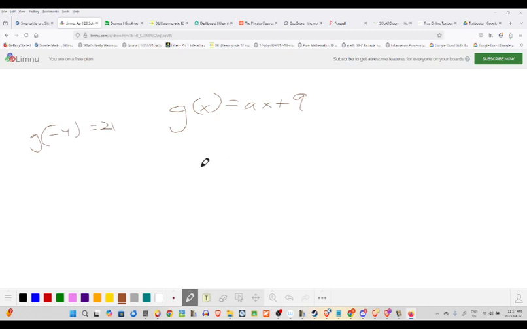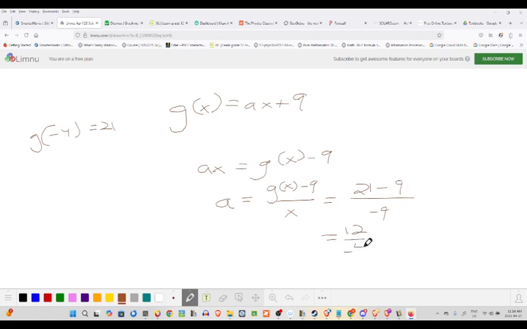So solving for a: ax equals g of x minus 9. And solving for a, not for x, a is g of x minus 9 over x. And we have g of negative 4 equals 21. So the g part gets replaced with 21. The x gets replaced with negative 4. So 21 minus 9 is 12 over negative 4. Gives us an a of negative 3.